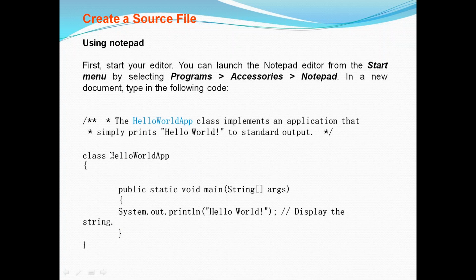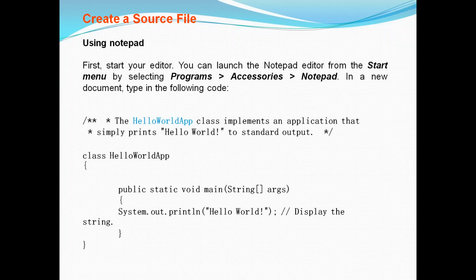That file name should be the same as this class name, and the file extension should be .java. So this is the important point. Whenever you write the program in Notepad, you are supposed to save it with the extension .java, right? After writing the program, how can you compile it?